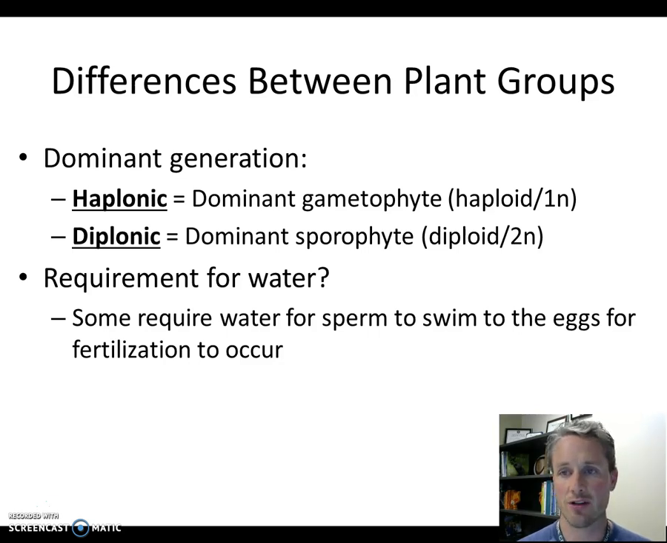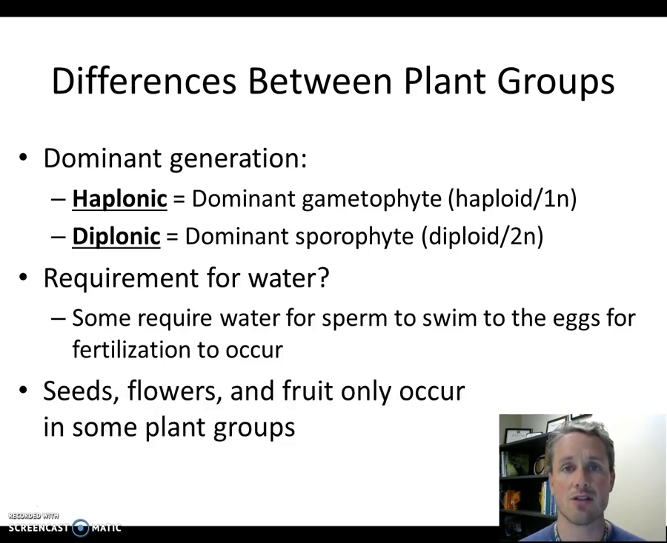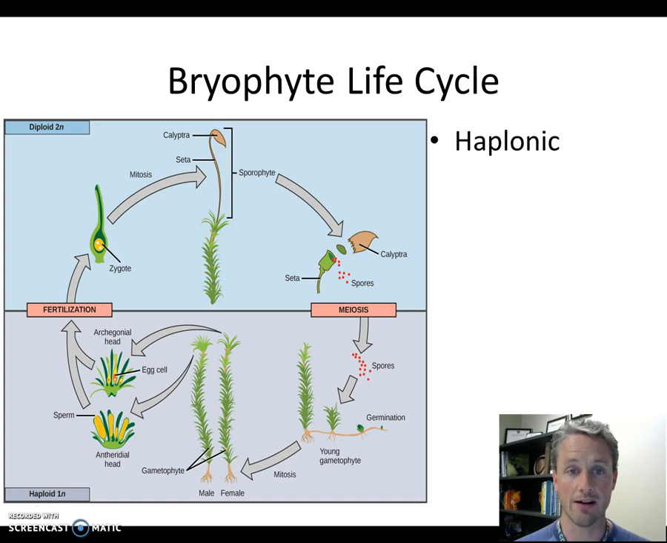The last characteristics we'll be thinking about are the presence or absence of certain structures like seeds, flowers, and fruit. Seeds, flowers, and fruit only occur in some of the plant groups. And we'll point that out as we go. So let's look more closely at this alternation of generations for each of the 4 major plant groups we're studying in this course. All right, so let's start with the bryophytes, things like mosses and liverworts.